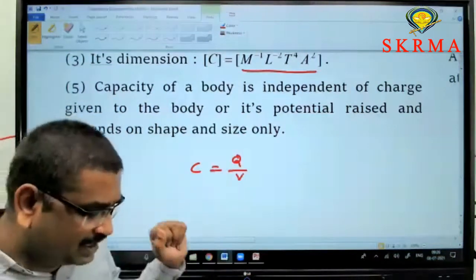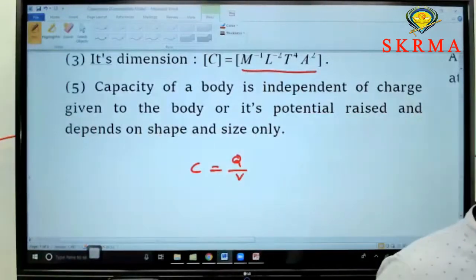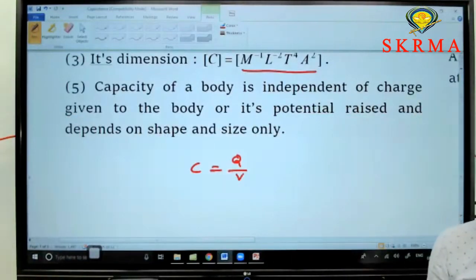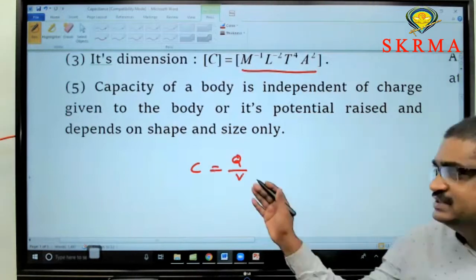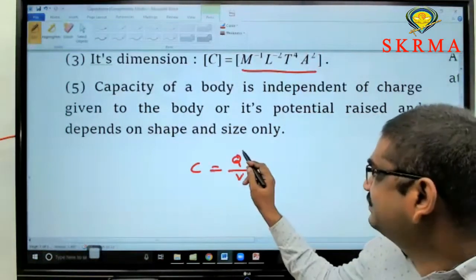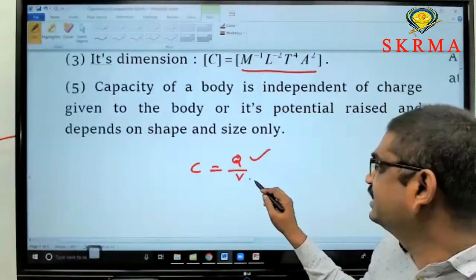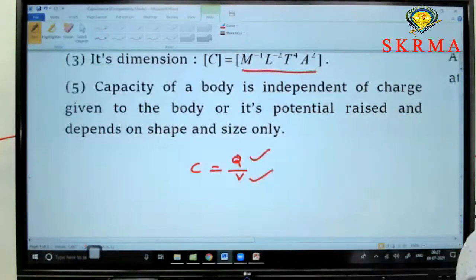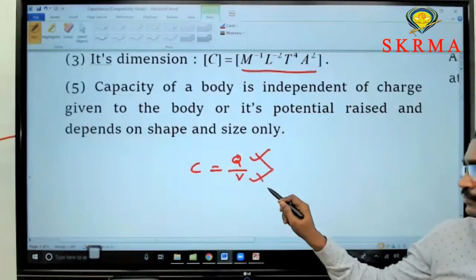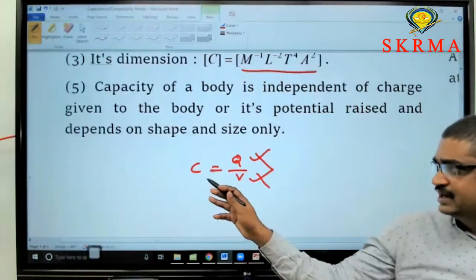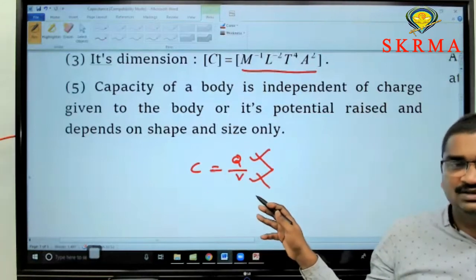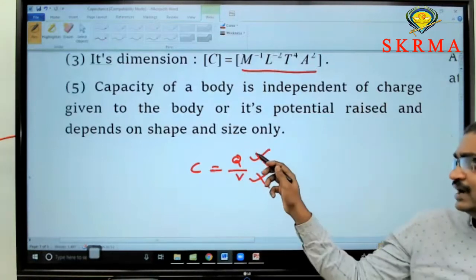Now from this, can you identify the dependency of capacitance on which factors? From this equation, we might conclude that capacitance depends on the charge and depends on voltage. But that answer is wrong. That concept is wrong.